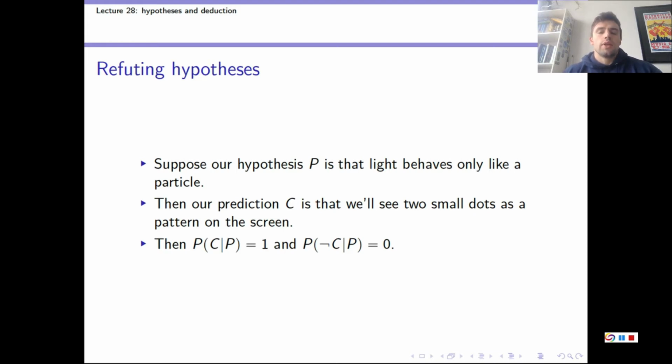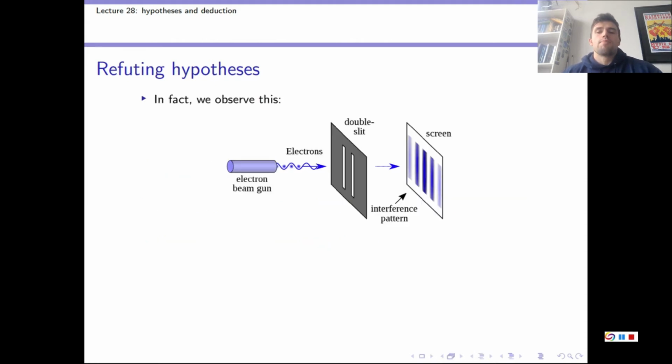And similarly, we can ask, what should our degree of belief be in not C given the hypothesis P? Well, it should be 0. We cannot think C will not occur given the hypothesis P if we think that C follows from P. So we carry out the experiment, and on the screen we see the following pattern.